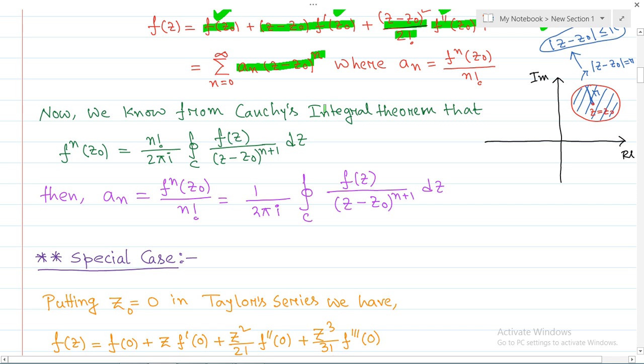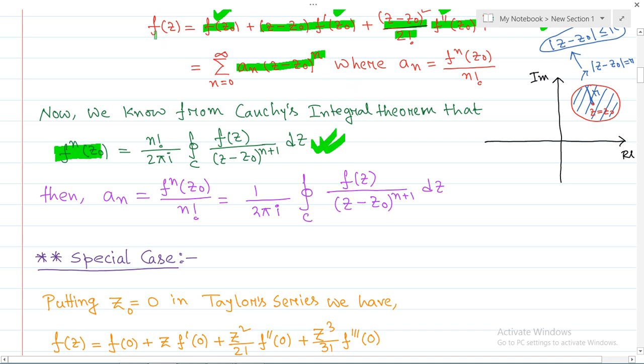Now we know that for Cauchy's integral theorem, if we have an analytic function over some region, and in the region one point is an interior point, then we can find the nth order derivative of the function, that is f to the power n of z0, by using Cauchy's integral formula: n factorial by 2 pi i integration over C of f of z by (z minus z0) whole to the power n plus 1 dz. This thing we have already learned in Cauchy's integral formula.